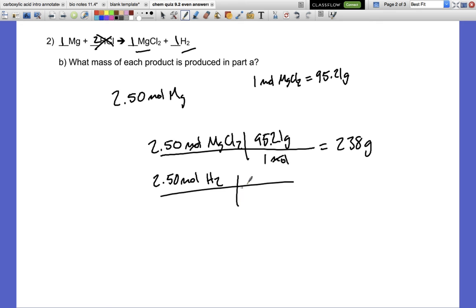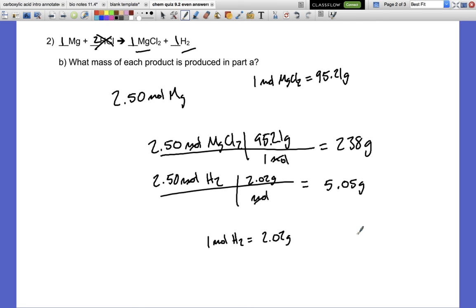Down here, I just have to do the same thing. I'll use a different mass because 1 mole of hydrogen is 2.02 grams. So I multiply by 2.02 grams per mole. And that should give me an answer of pretty small, 5.05 grams.